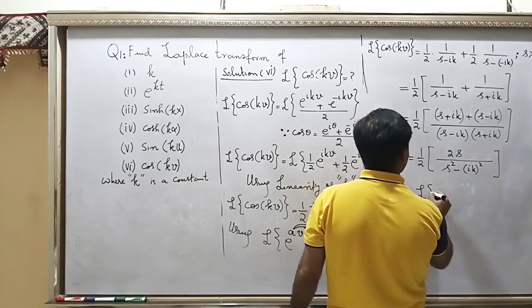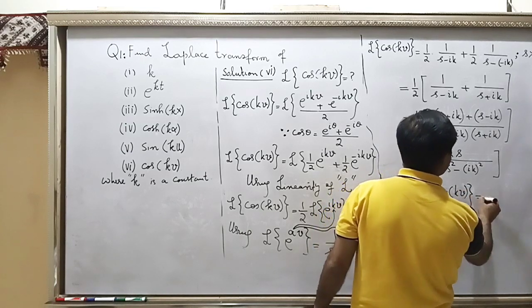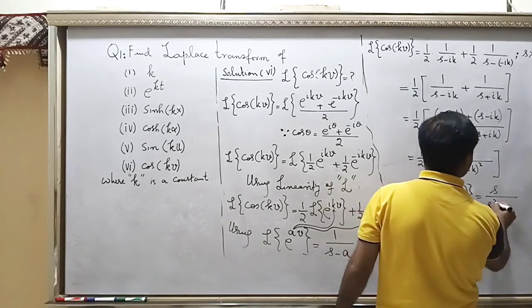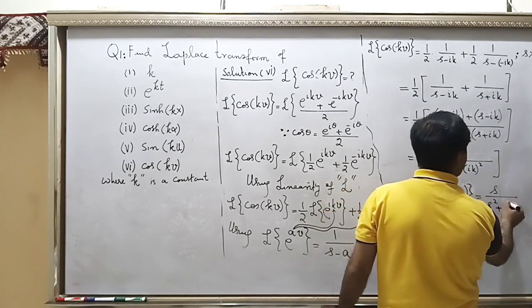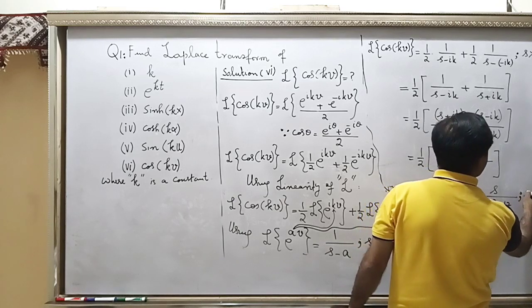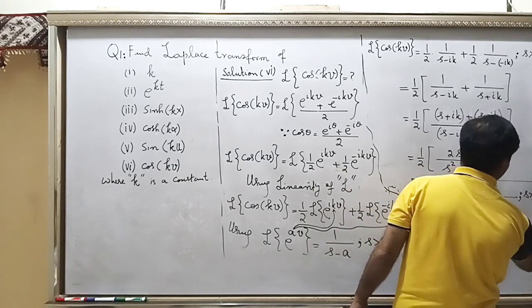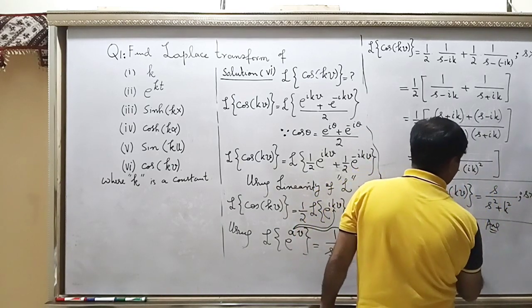Therefore, Laplace transform of cos of kv is equal to s over s square, this i square will be minus, this minus will be plus, into k square, and s is greater than k. This is the Laplace transform for the cosine function.